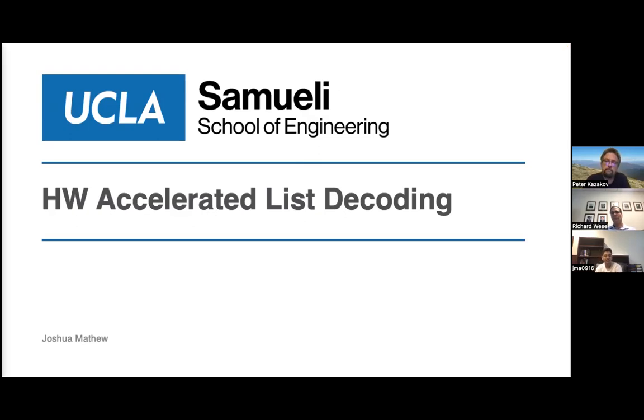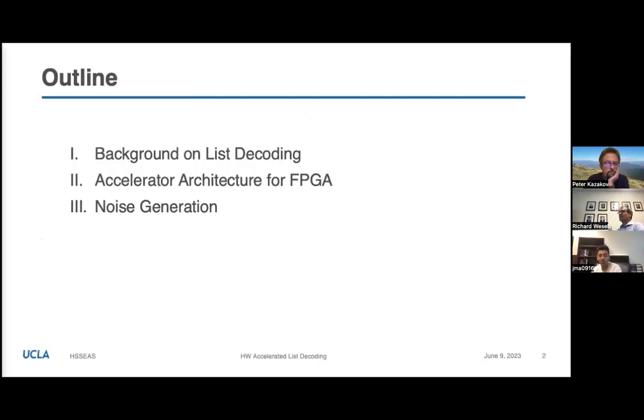Hello, I'm Joshua. I'm going to present my work in CSL on hardware acceleration of list decoding. I'd like to mention that a lot of the work is based on Chester Hulse's work in his master's project. At the end, there's also a little section on noise generation. First I'll give background on list decoding in general, and then I'll go into the architecture of the implementation of the decoder and some noise generation on an FPGA.